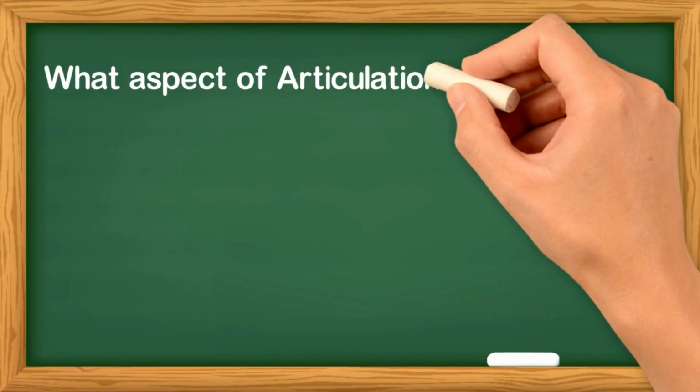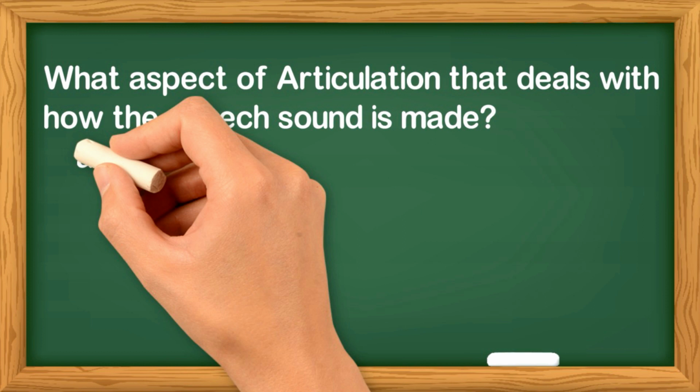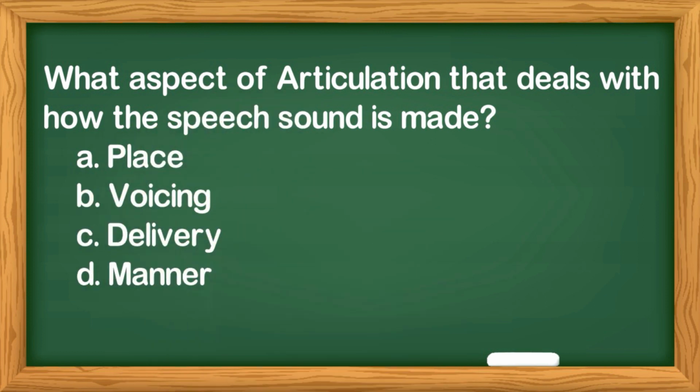In what aspect of articulation that deals with how the speech sound is made? A. Place, B. Voicing, C. Delivery, D. Manner.